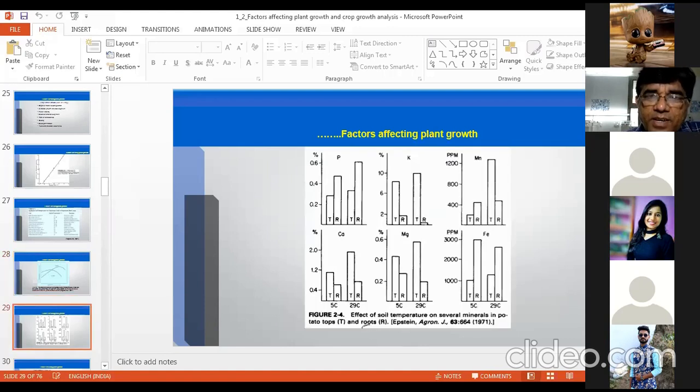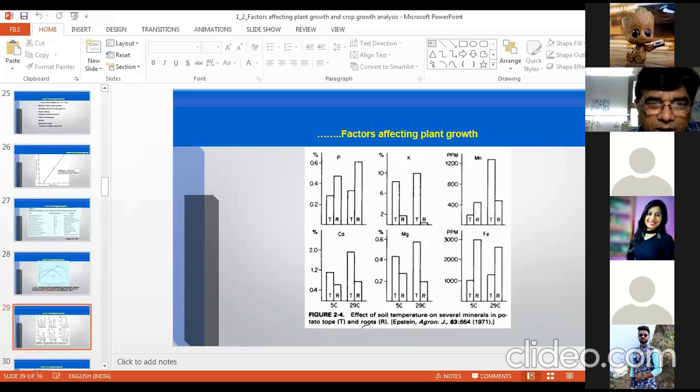See this case, factors affecting plant growth. In this case, quite interesting results: effect of soil temperature on several minerals in potato tops and roots. You can see this is the uptake of nutrients in top and root. Top part means above-ground part, and root means below-ground part. On the x-axis, you have temperature. One case is 5 degrees centigrade, the other is 29 degrees centigrade. At 5 degrees centigrade, you can see calcium. The calcium content is more in the top portion if the temperature is 29 degrees centigrade.